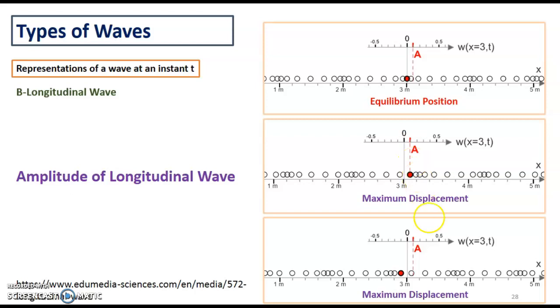That's why in this case, the maximum position is at x equals 3.1 and the equilibrium position is at 3. If we subtract them to find the distance between them, it's going to be 0.1 meter. So the amplitude in this case is 0.1 meter.